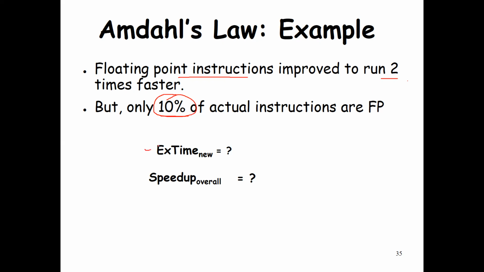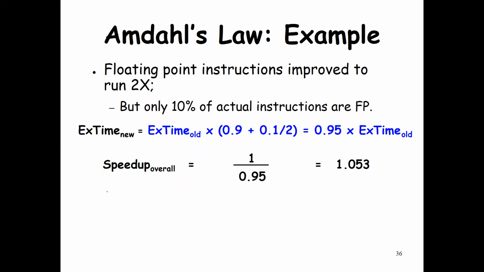Now, how can we calculate the new execution time and overall speed up? That is given something like this. The new execution time will be equal to old execution time into, what is the formula? 1 minus fraction improved. So 1 minus 0.1, which is 0.9, plus fraction improved, that is 0.1, divided by speed up. Speed up is 2 times, it becomes faster, so it is by 2, right? Old execution time, that we don't know, so leave it as it is. So the result is 0.95 into old execution time.